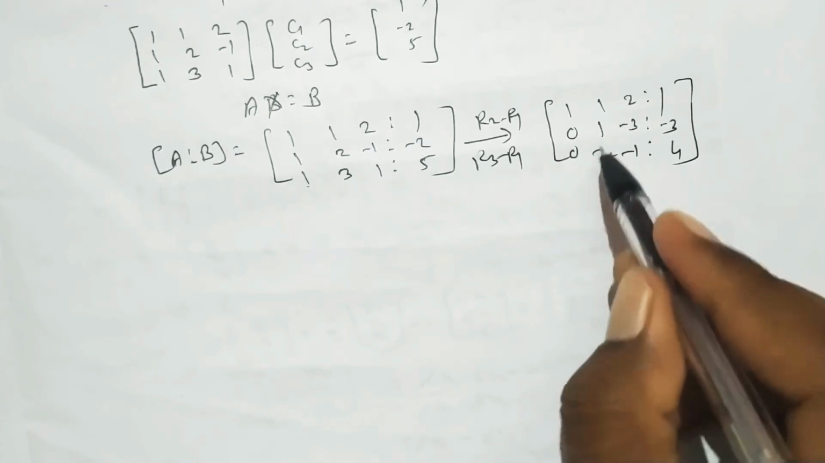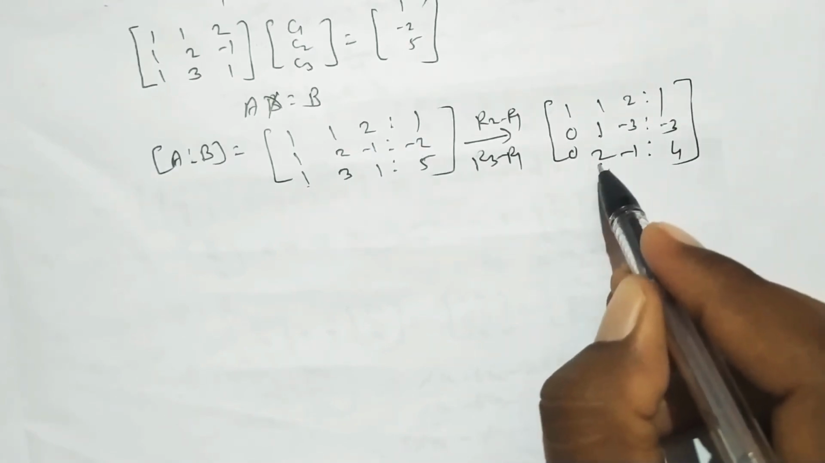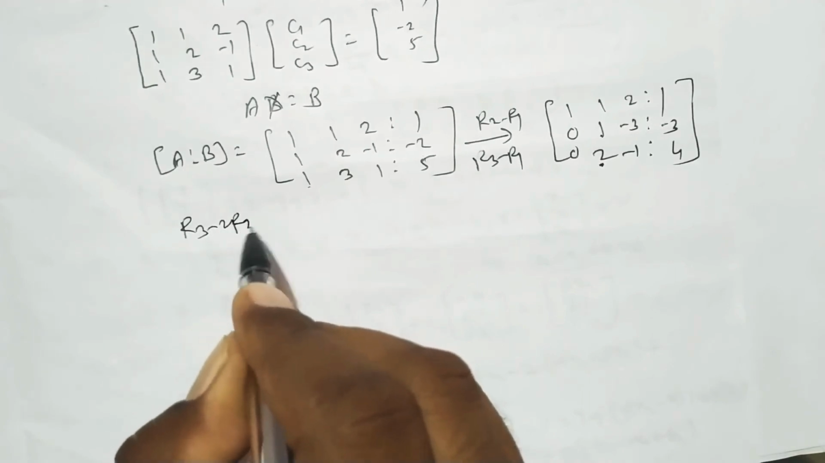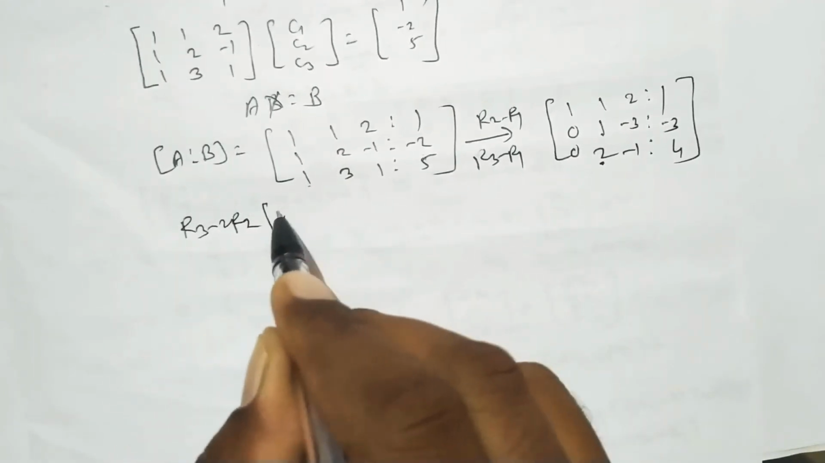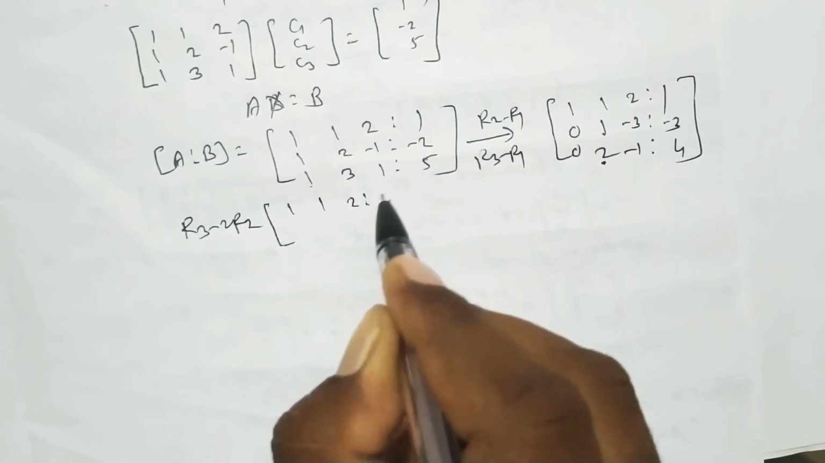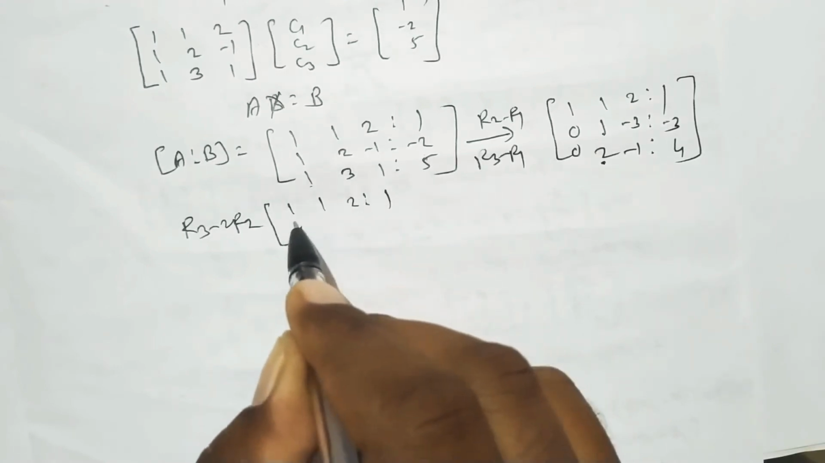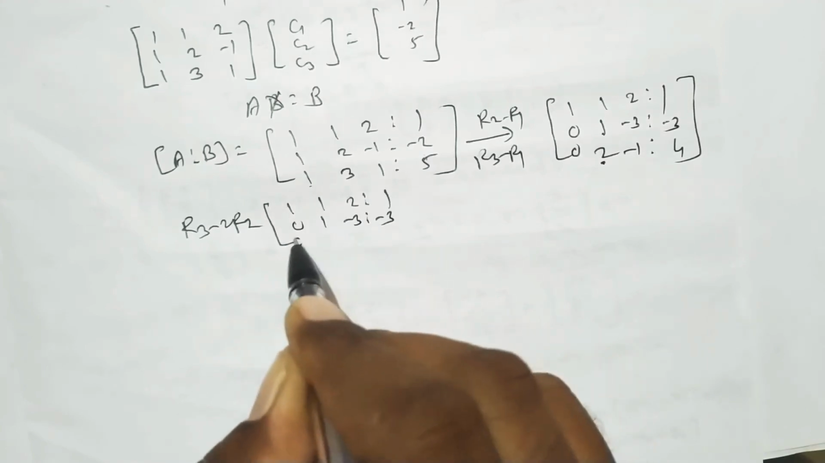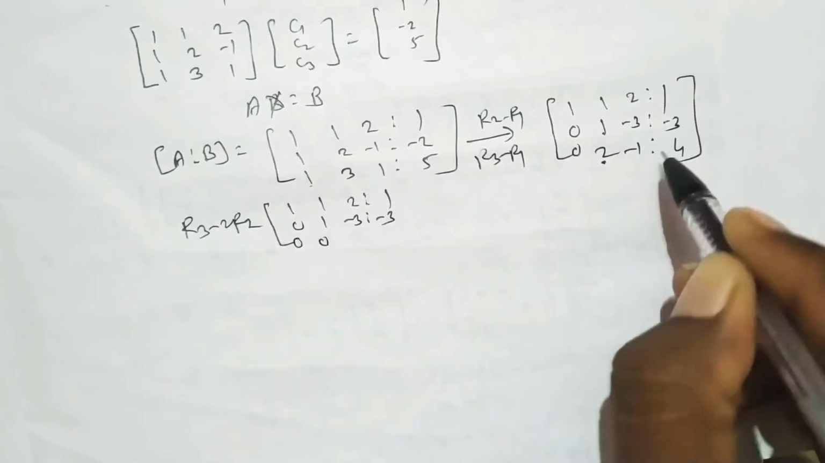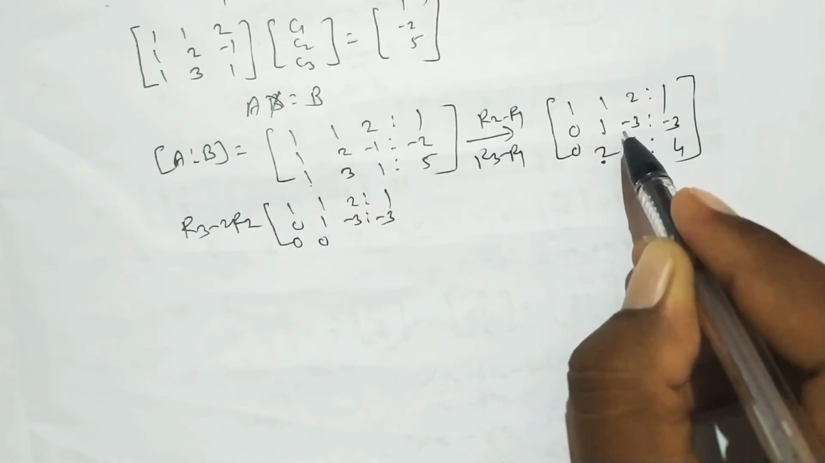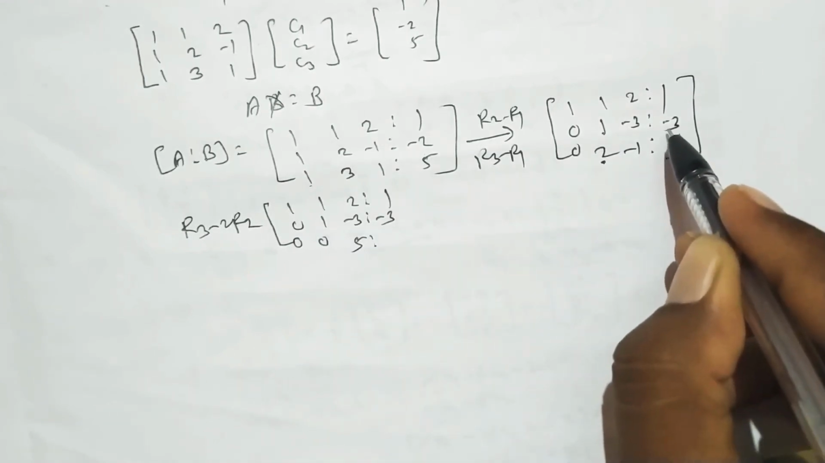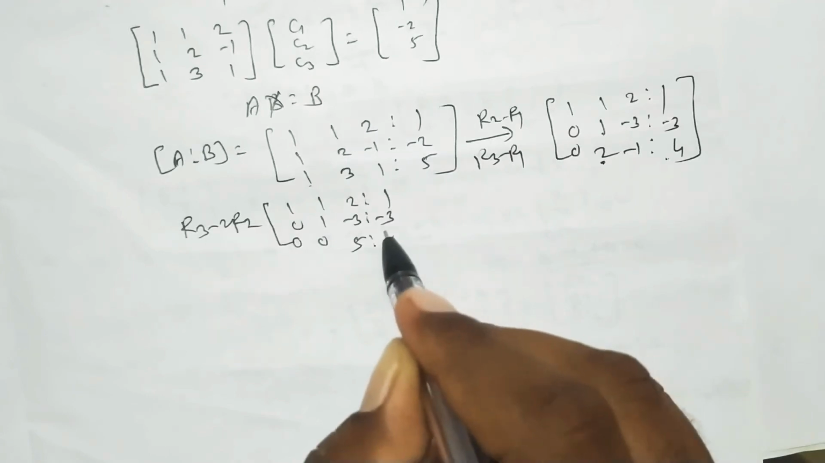Okay, now the second diagonal element is this one. We have to make this 2 equal to 0, and for that use the operation R3 minus 2 times R2. So if you use R3 minus 2 times R2, then the first row is as it is, the second row is also as it is: 0, 1, minus 3, minus 3. And the third row: 0, 2 minus 2 is 0, minus 1 plus 6 is 5, and 4 plus 6 is 10.